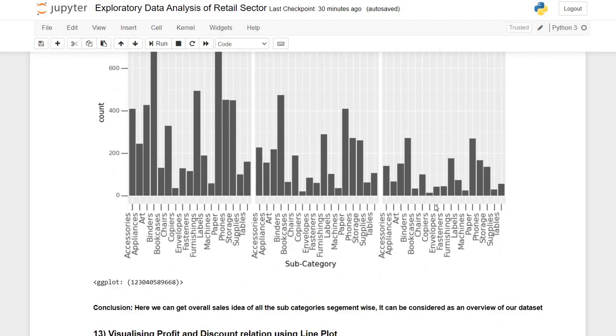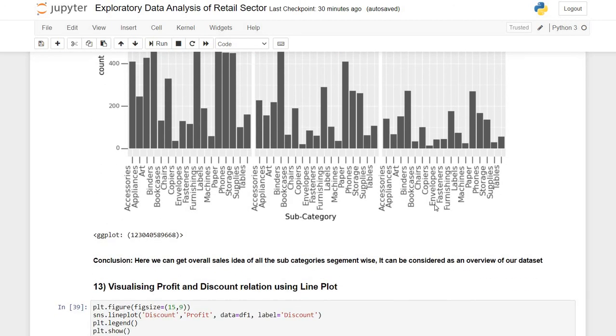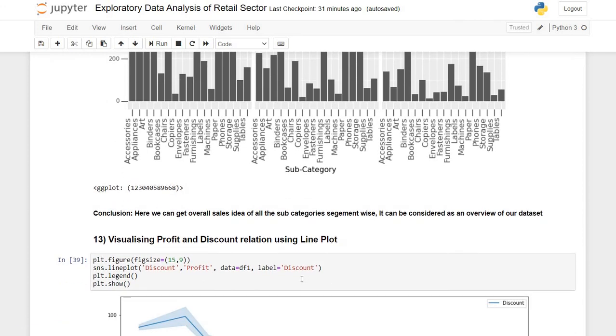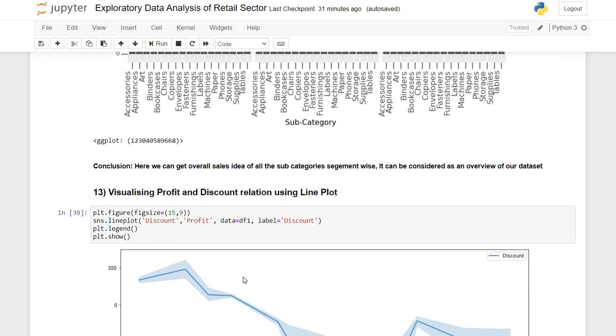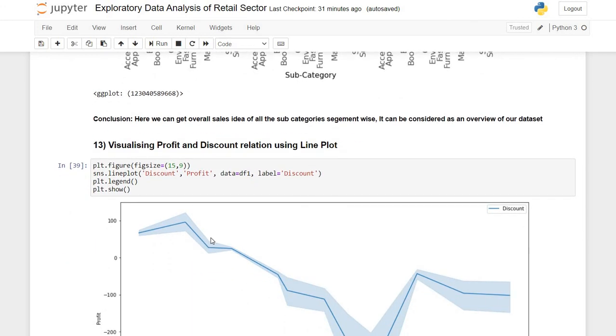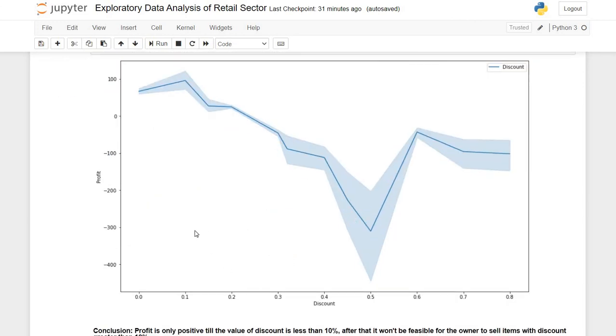Now moving on to our last conclusion and last derivation from the data, we'll be visualizing the profit and discount relation using a line plot. Using the Seaborn library, we'll be plotting a line plot and deriving the relationship between profit and discount.